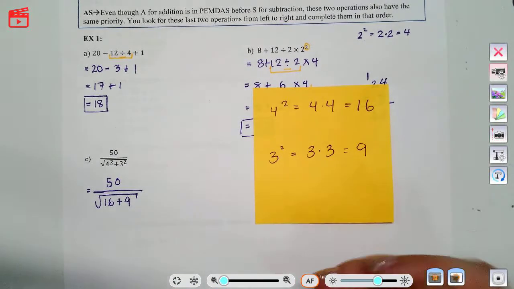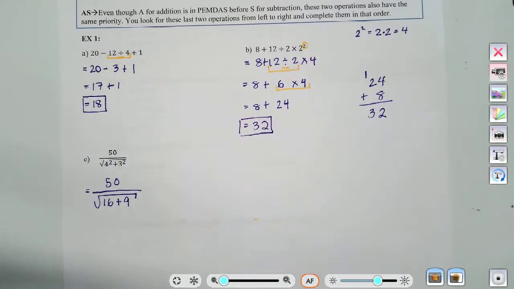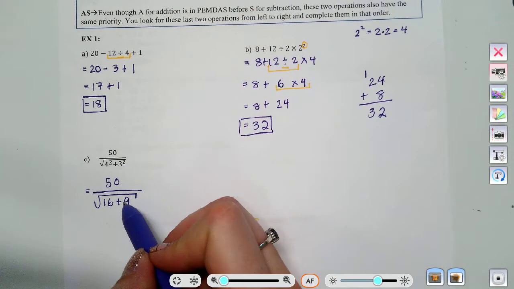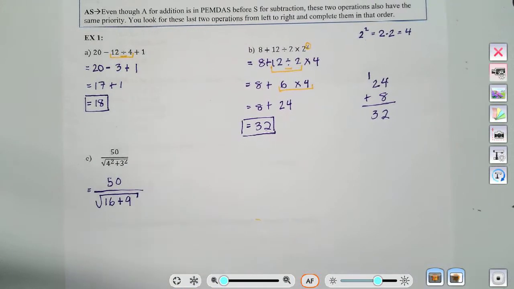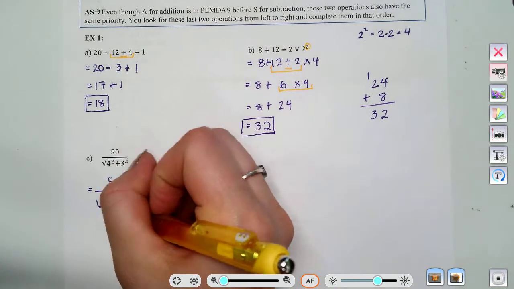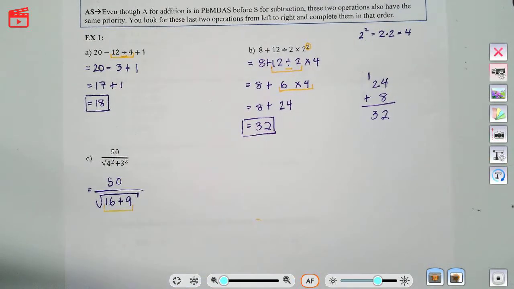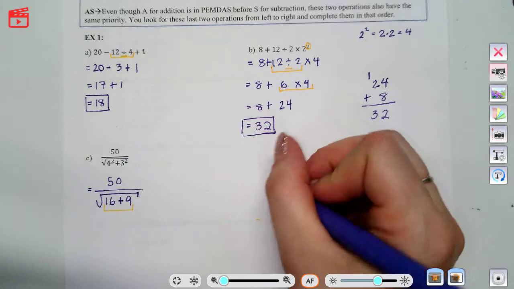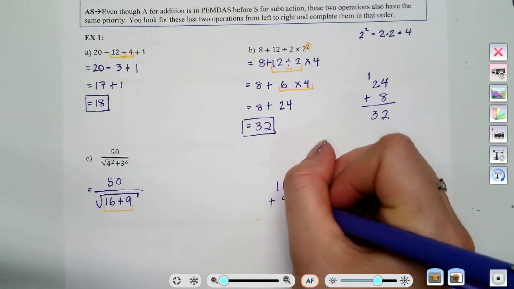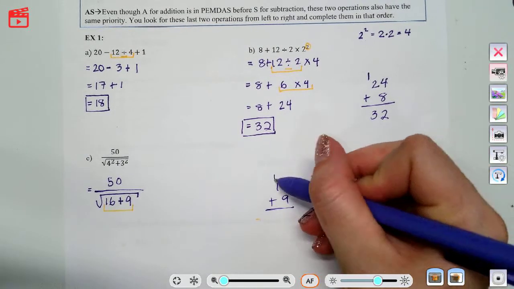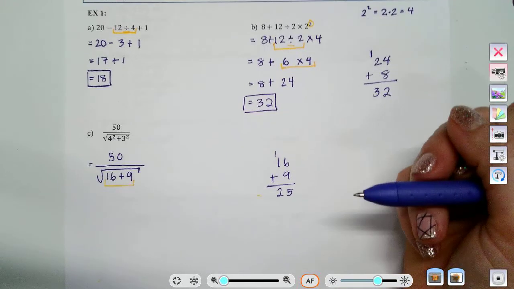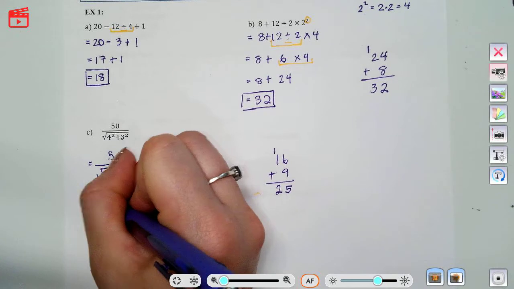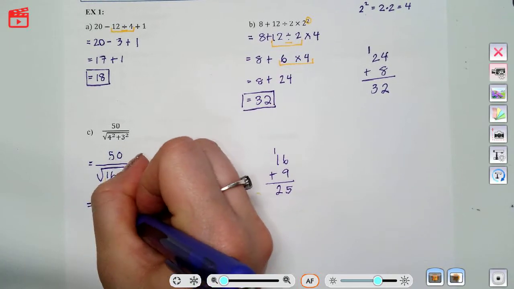Awesome. So we did the exponent. What else is inside the radical we need to work with? The plus symbol. So what is 16 plus 9? If we're not certain, we can go ahead and work that out on the side. 16 plus 9. Well, 9 plus 6 is going to be 15, and then adding those two is 25. So this is going to equal 50 all over the square root of 25.